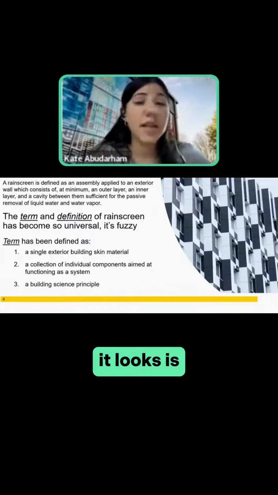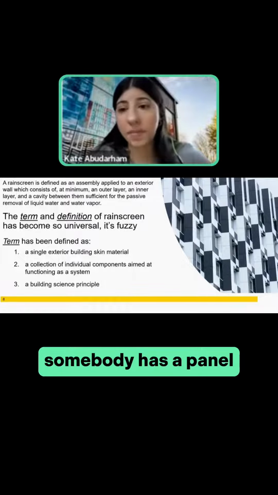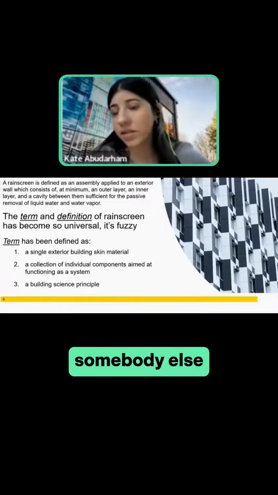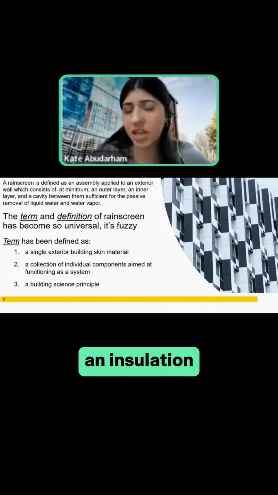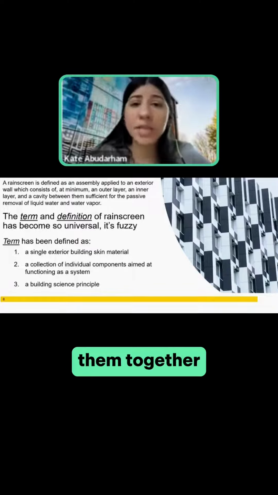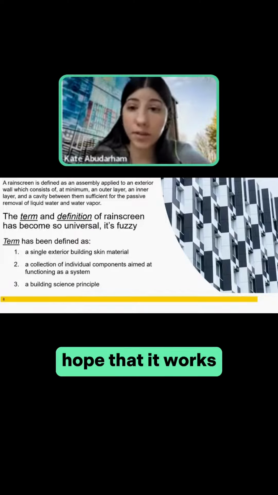Usually the way it looks is you will have a cladding manufacturer, somebody who has a panel, you'll have somebody that makes some rails and some brackets, you'll have somebody else that makes an air and moisture barrier, and somebody else that makes some insulation, maybe somebody else to do sealants or fasteners, and you cobble them together into a completely untested system and put it up on the wall and hope that it works.